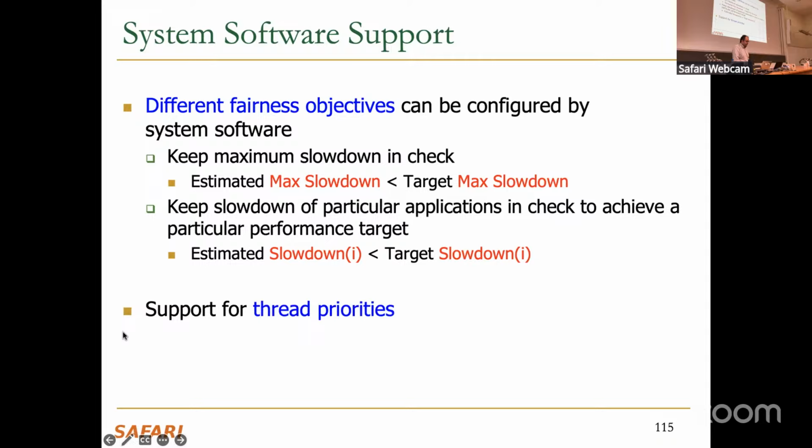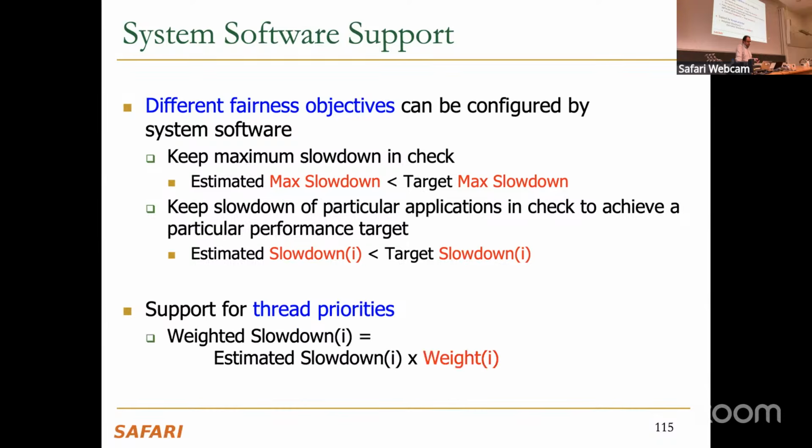So essentially, we need support for thread priorities. This work provides support for thread priorities for the system software. These are the different supports that this work provides. When the OS wants to make decisions, like how to prioritize one application over other applications, or how to make sure that we don't slow down one application more than something, so that the operating system has some target, this technique provides that infrastructure, a framework that can be used by the operating system.